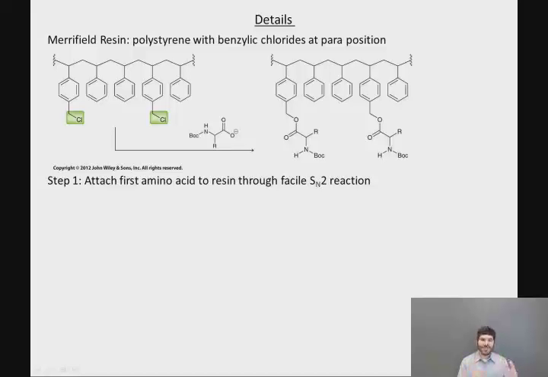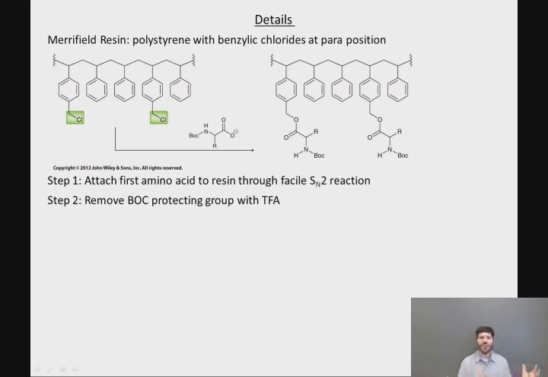Okay, so we're going to have the amine group Boc protected, and then we're going to have the carboxylic acid deprotonated to make a nucleophilic oxygen, and that will react with the benzylic chloride. Remember, benzylic groups are very reactive in both SN2 and SN1 mechanisms. We're doing this under SN2 conditions, and that puts the first amino acid group on as an ester bound to the resin.